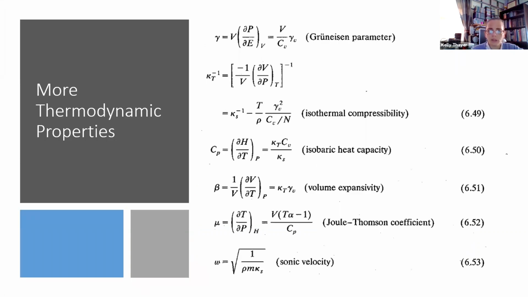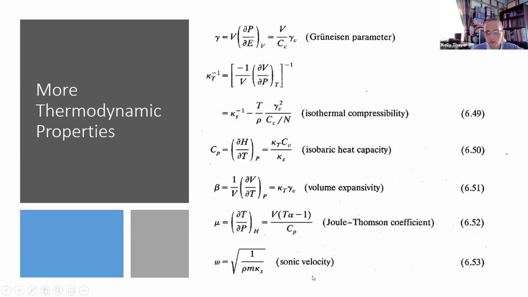These aren't the only thermodynamic properties that could be studied. We do have a list of many others that could be studied. Perhaps you've heard of some of these, others may be unfamiliar to you. Some of these are interesting for people who are looking at material sciences. So for example, the volume expansivity or the Joule-Thomson coefficient.